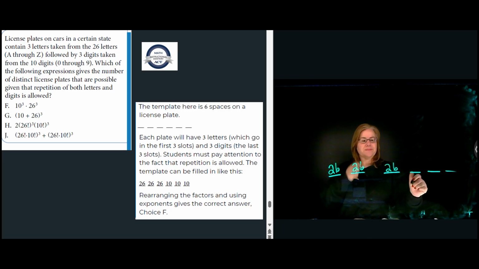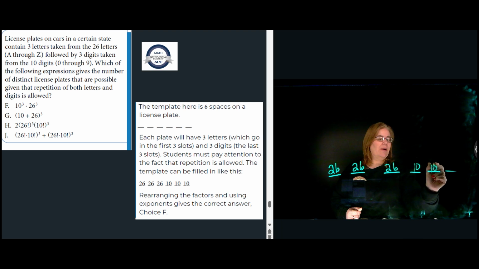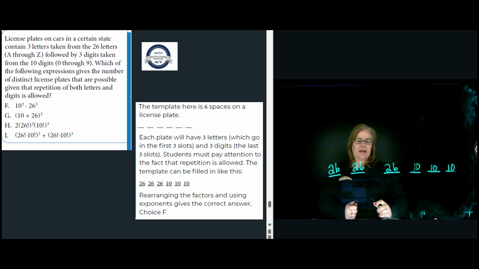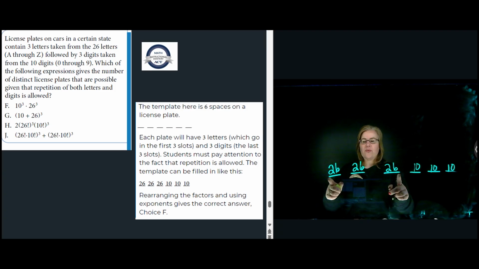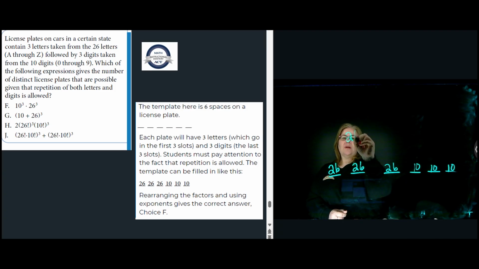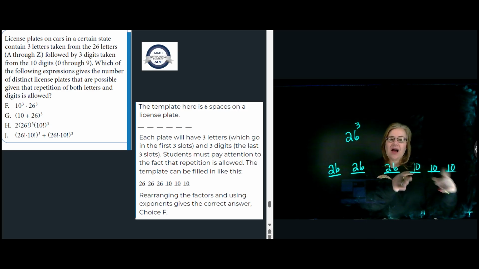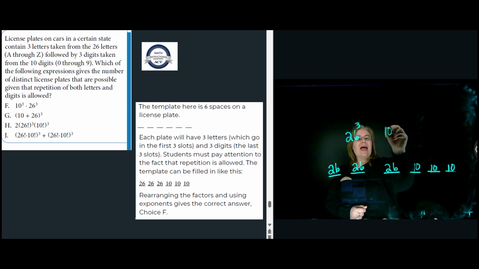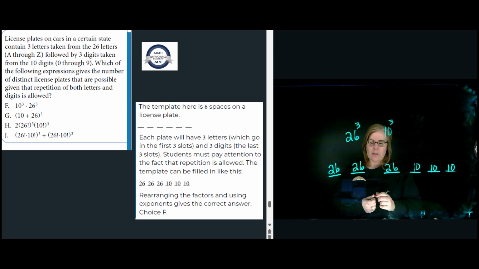Now, what about my numbers? 10 numbers here, possible 10 numbers there, 10 numbers there. So how could I see this? There are 3 options that can have 26, so 26 cubed. And there's also 3 options to have that 10, so I have 10 to the third.